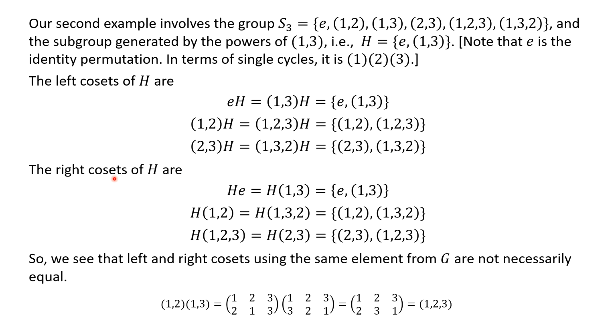So when we do it on the right, the first one here, this coset is the same, but the other 2 are different.